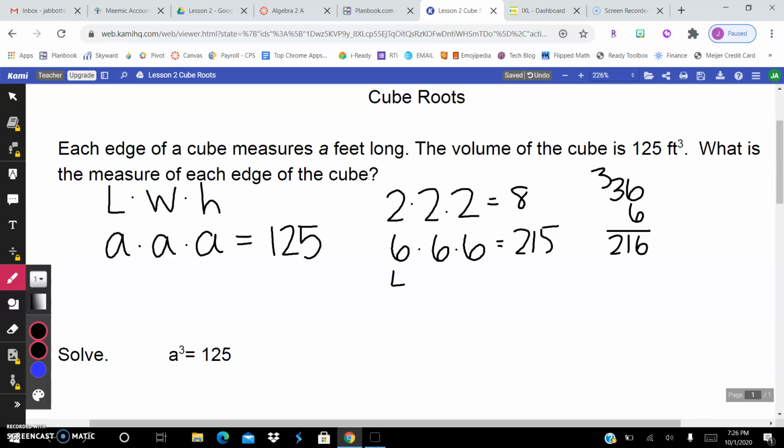So let's try 4. 4 times 4 times 4. 4 times 4 is 16, and 16 times 4 is 64. So bigger than 4. Now we've narrowed it down. It's got to be between 4 and 6. So our only option is 5. So 5 times 5 times 5. 5 times 5 is 25, and 25 times 5 would be 125. So what is each edge of the cube? Each edge of the cube is 5 feet.